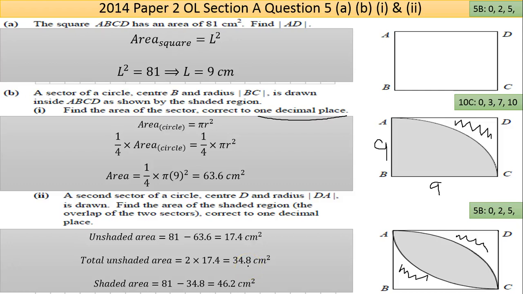You want to actually find the area of the shaded region, which is this bit in the middle that I'm highlighting at the moment. So you're going to take the 81, which is the entire box, take away the 2 little parts on your side, which is 34.8, and you're left with 46.2. And again, that's units squared.